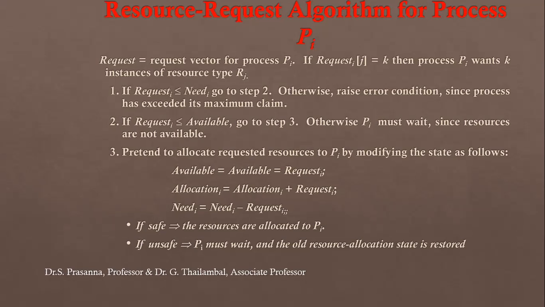Available equals available minus request. Allocation equals allocation plus request. Need equals need minus request. So what is available is the available minus request. It has requested 10. Availability is 50, so 50 minus 10. Now only 40 resources are available.